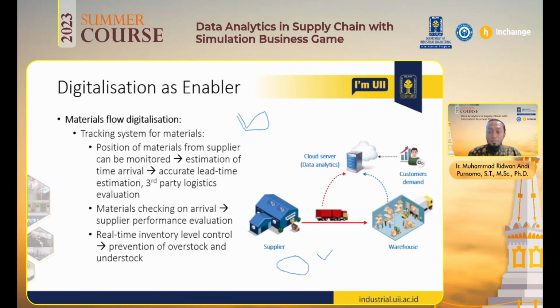Of course, we need to have an application. We can use, let's say, an ERP application to monitor the level of the inventory in real time. What is the benefit? The benefit is we can prevent overstock and understock. If we can monitor the level of the inventory in real time, then we can prevent overstock or understock.